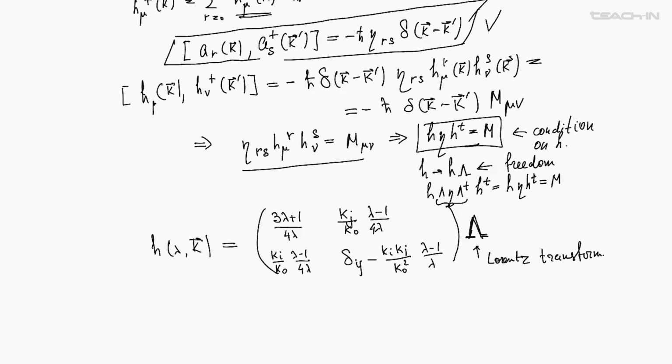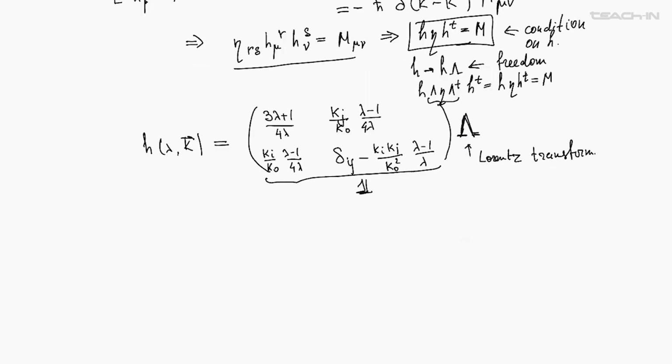In fact, you see also that for lambda equal to 1, this matrix turns to identity. And H simply becomes an arbitrary Lorentz transformation, which is a canonical transformation for oscillators. Again, you see the distinguished nice point, lambda equal to 1.